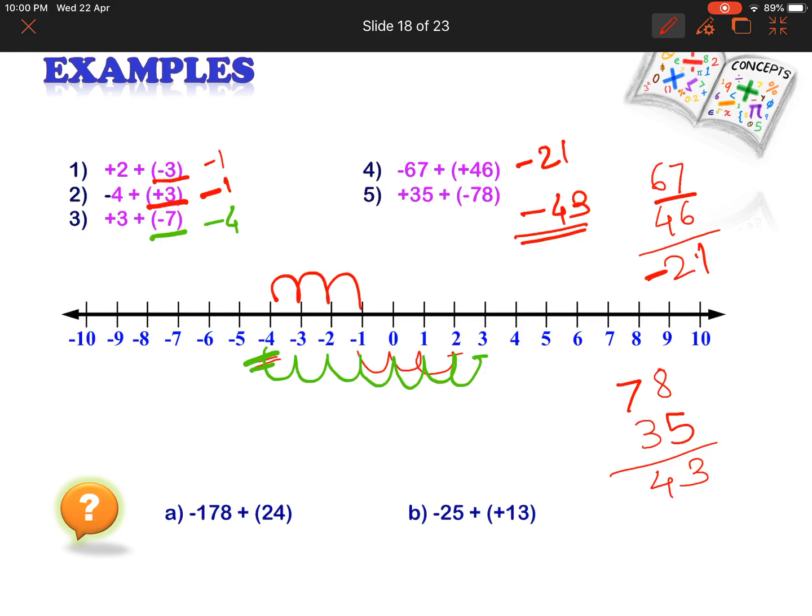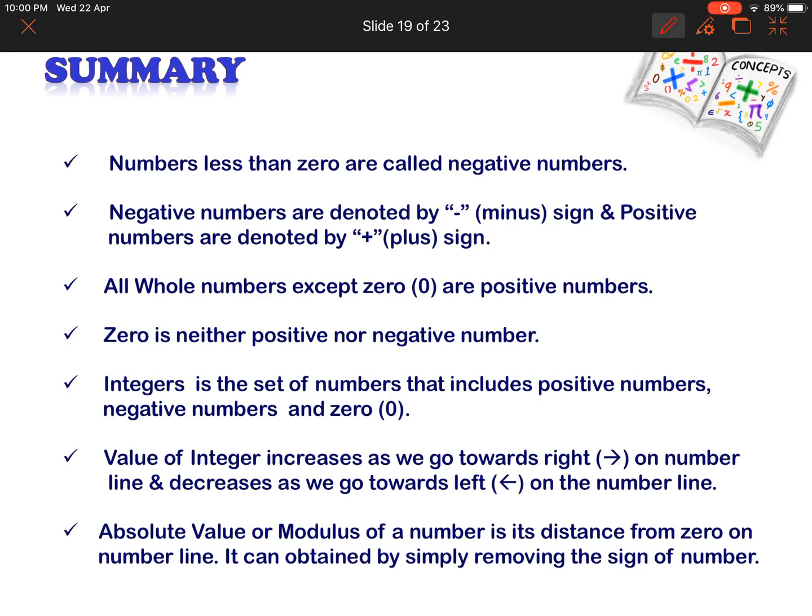Okay, again examples for you to solve and check answers at the end of video. Now let's summarize what we have learned so far. Numbers that are less than 0 are called negative numbers. Negative numbers are denoted by minus sign and positive numbers are denoted by plus sign. All whole numbers except 0 are positive numbers. 0 is neither positive nor negative. Integer is the set of numbers that includes positive numbers, negative numbers and 0.